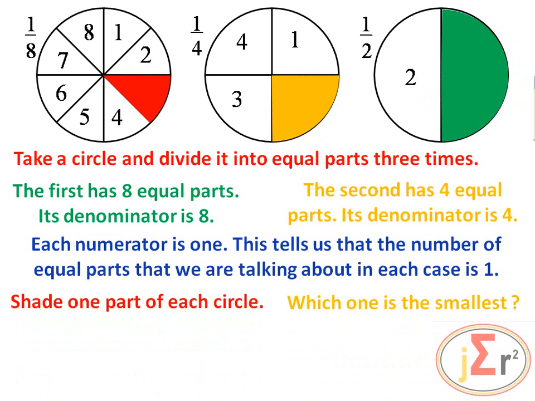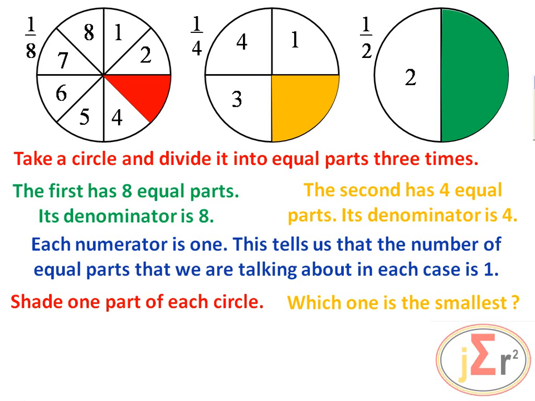Which one is the smallest? Of the shaded portion, which one is the smallest? 1/8. Right, because you can obviously see that 1/8 is the smallest, right? Yes. Right, it is the smallest. What else do we notice? That it is the largest denominator. Yes. Okay. Which one is the largest shaded portion? Half. Half is the largest shaded portion.